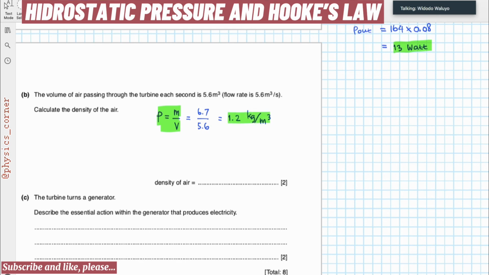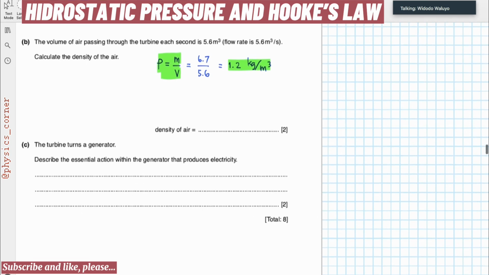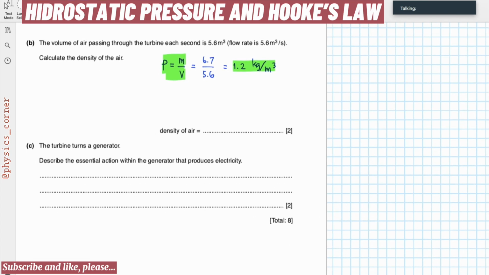Okay, then the second one, question C. The turbine is termed a generator. Describe the essential action with which a generator produces electricity. Actually, you haven't learned about this yet. But if I draw it, this is why a generator produces electricity by electromagnetic induction.